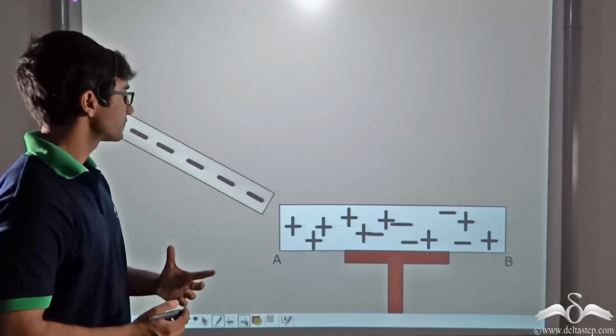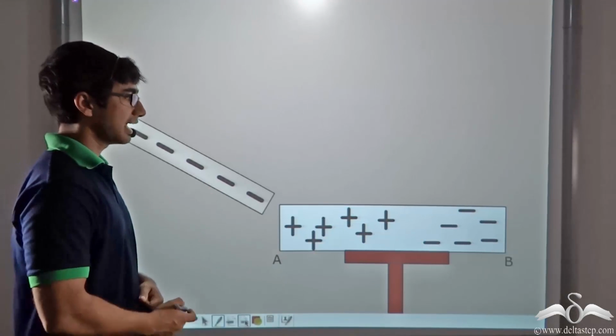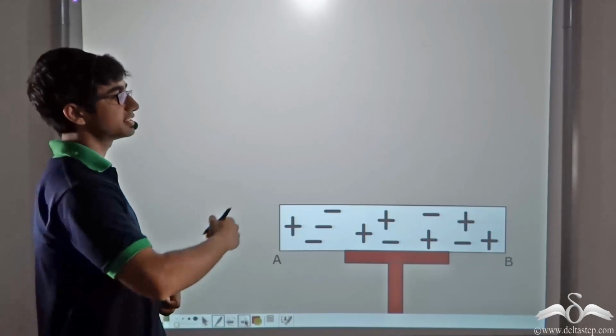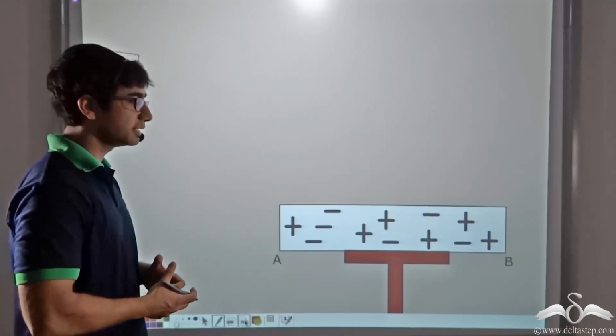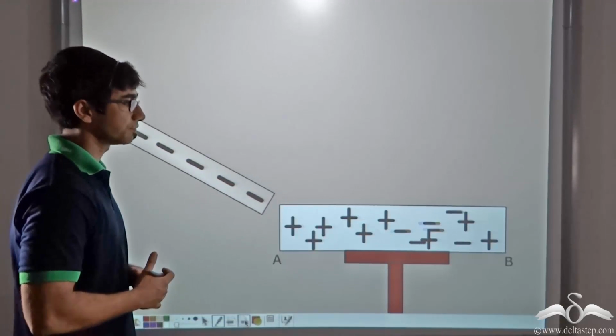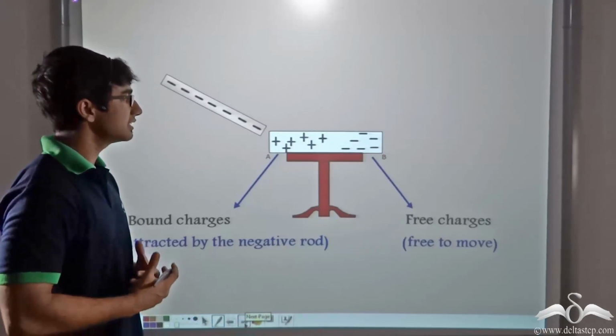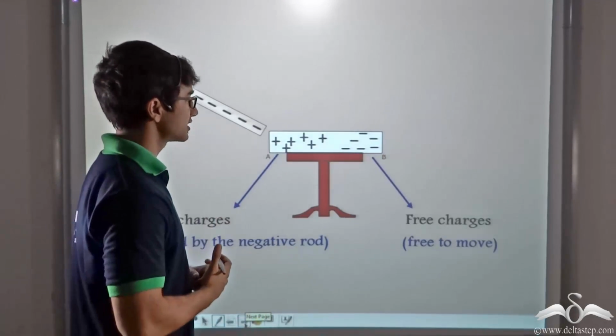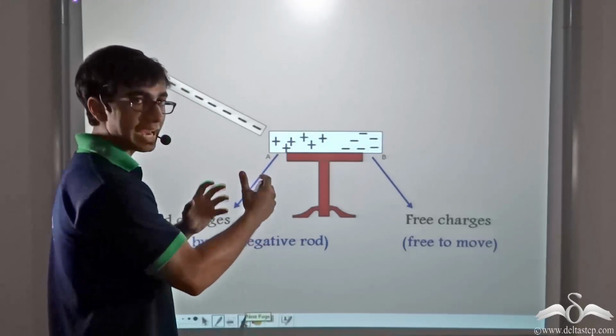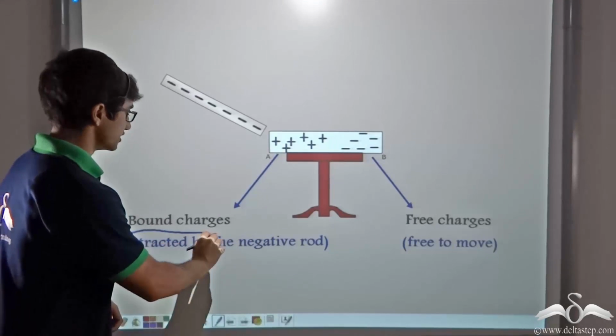So as you can see, we bring in the negative rod and the electrons are repelled towards end B, keeping behind positive charges at end A. So what can we say? We can say that the positive charges that are getting accumulated at end A are bound charges.